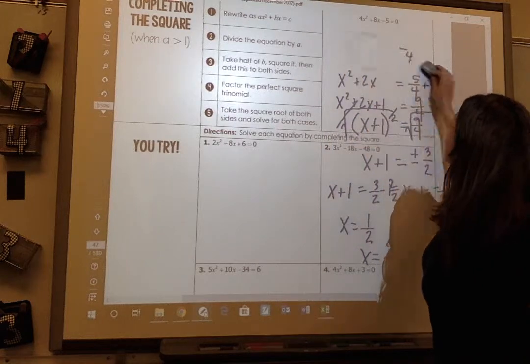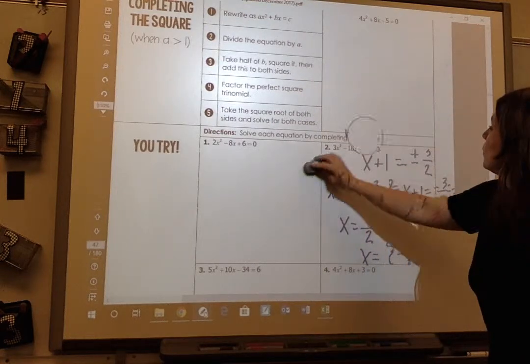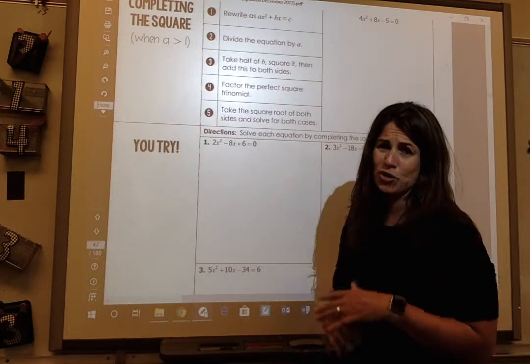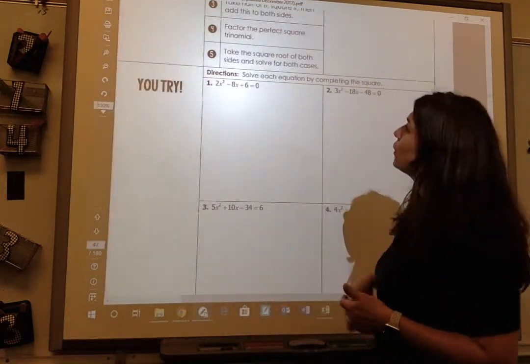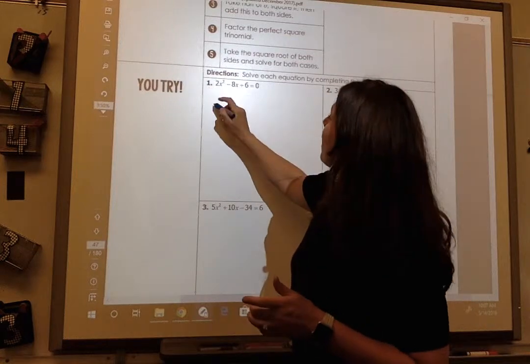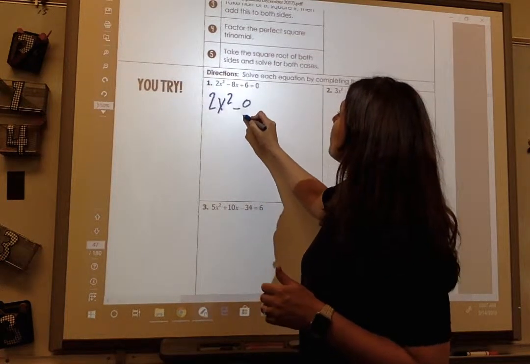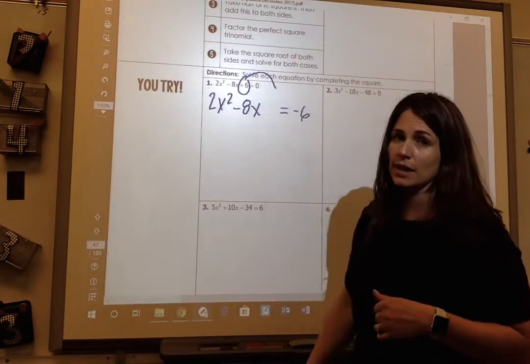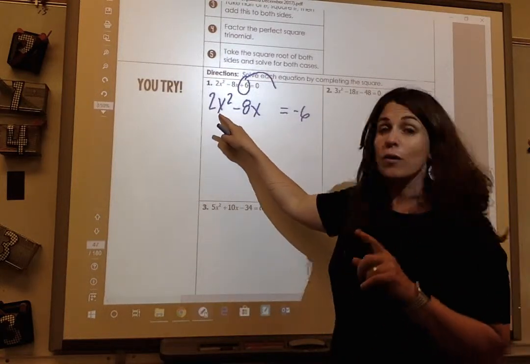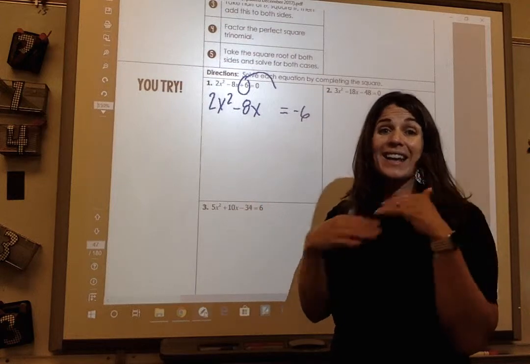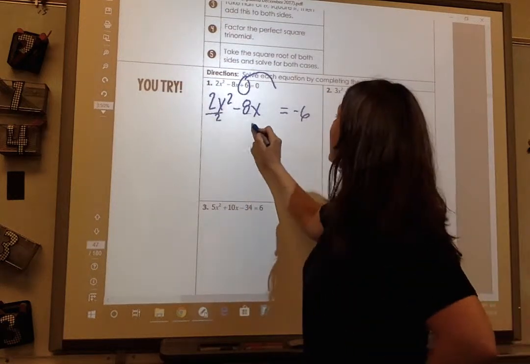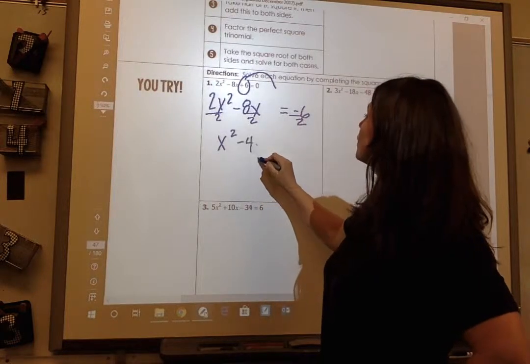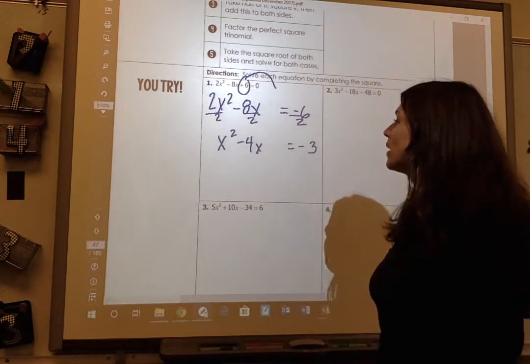All right, so let's do some more examples together. Everything is really the same. It's just that dividing part. So if you look at number 1, quadratic term on the left, linear term on the left, take that constant term over to the right, and it becomes negative 6. Now, to get this coefficient to 1, I've got to get that 2 out of there. So I'm going to divide everything by 2. That's that equality piece. And I have x squared minus 4x equals negative 3.